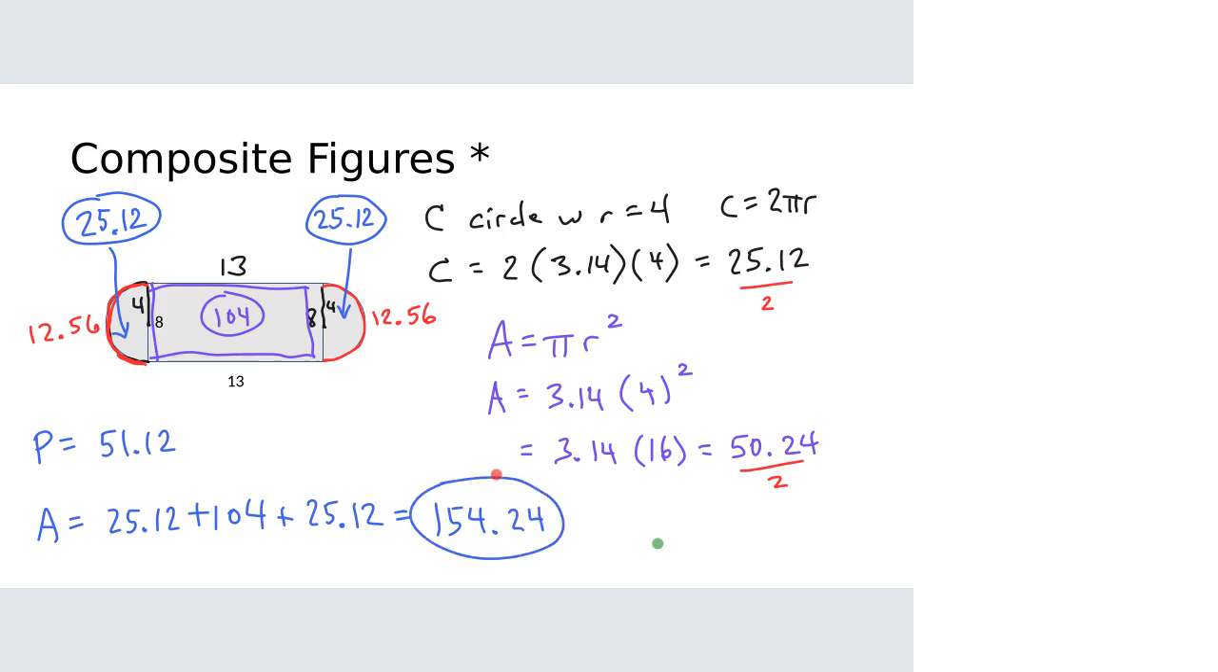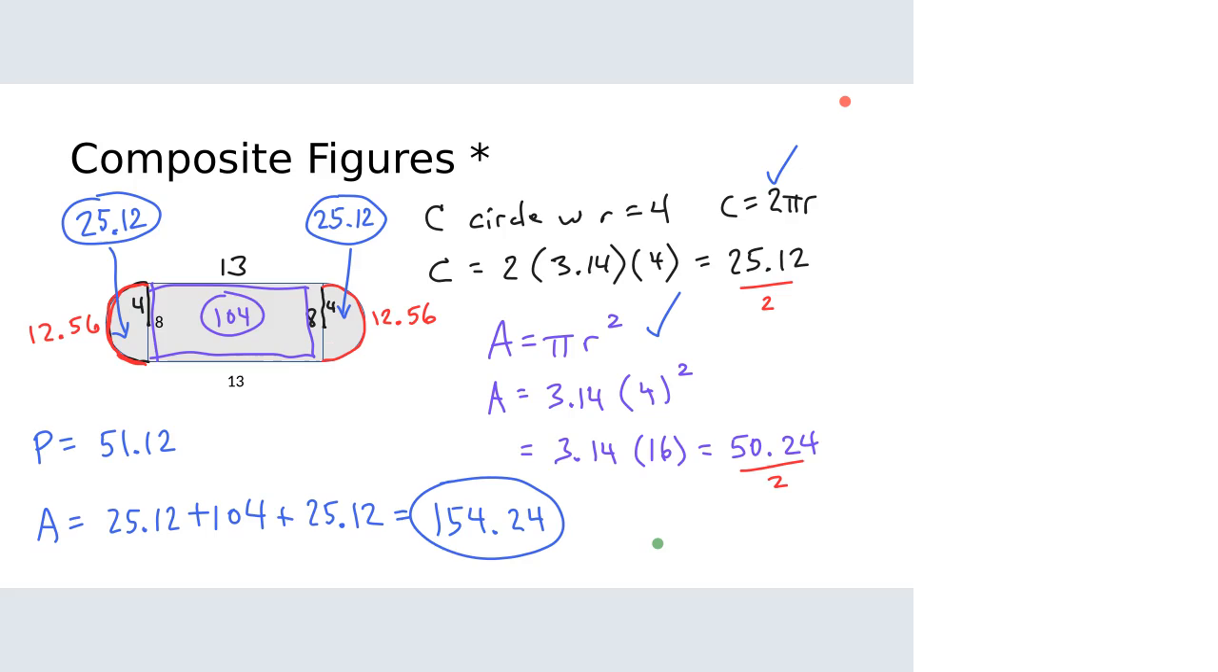I think that's a pretty cool problem because we get to work with circles and composite figures all rolled into one. It's everything we did all day today. We found circumference, we found area, and we worked on a composite figure. So I think it's a cool question because of that. Are there any questions on that?